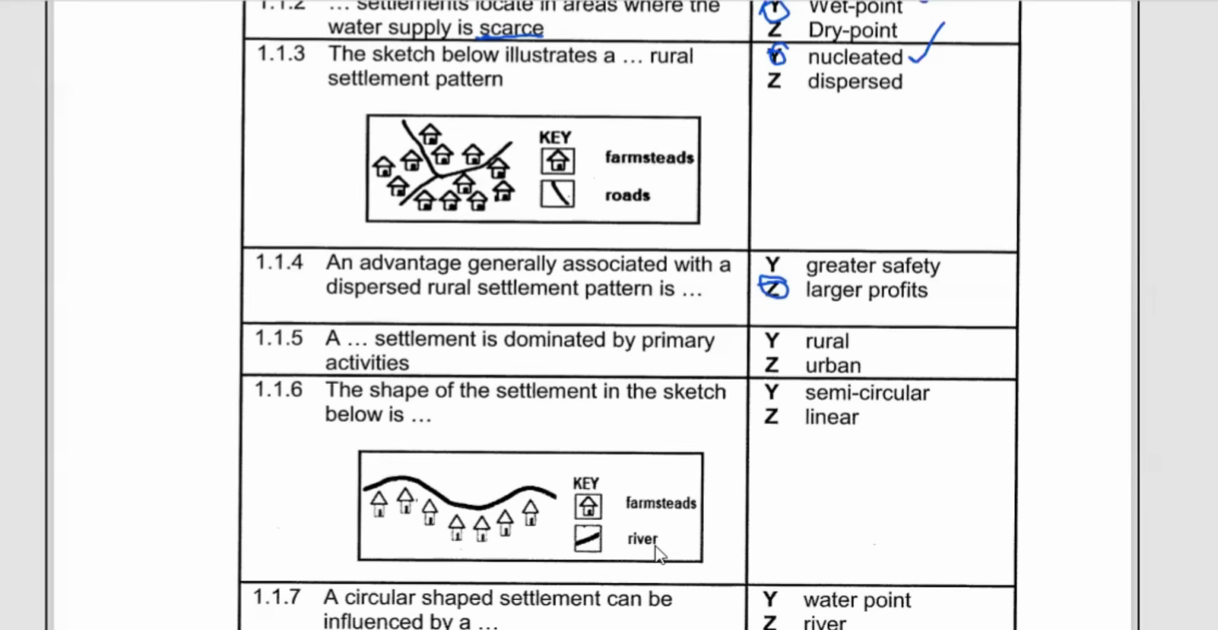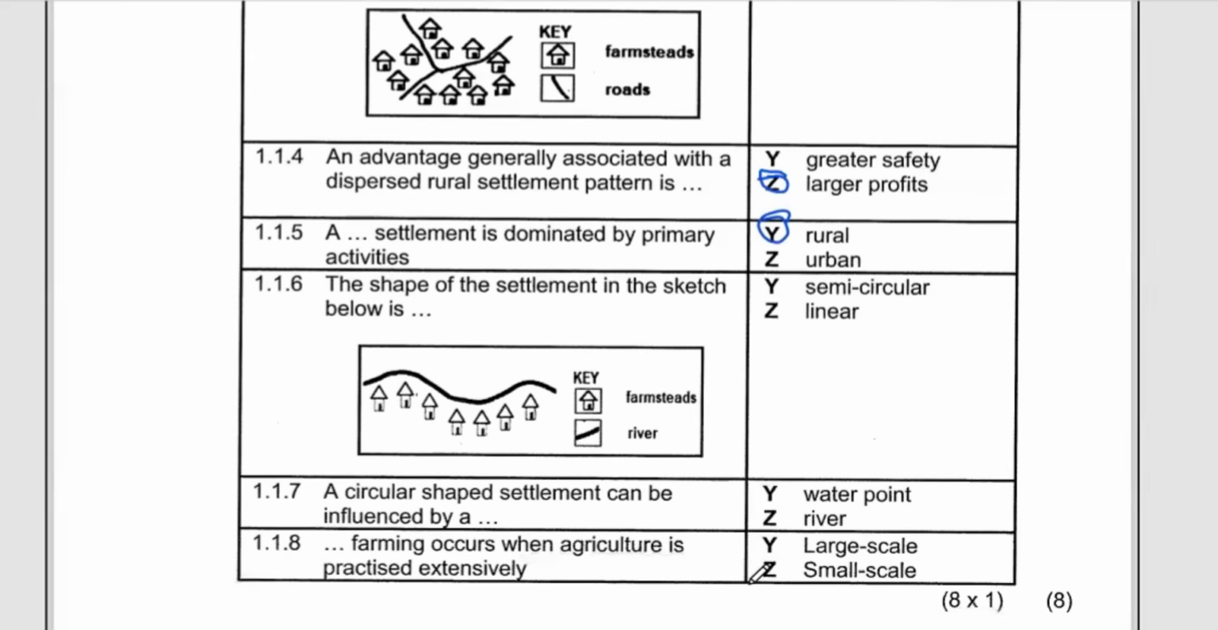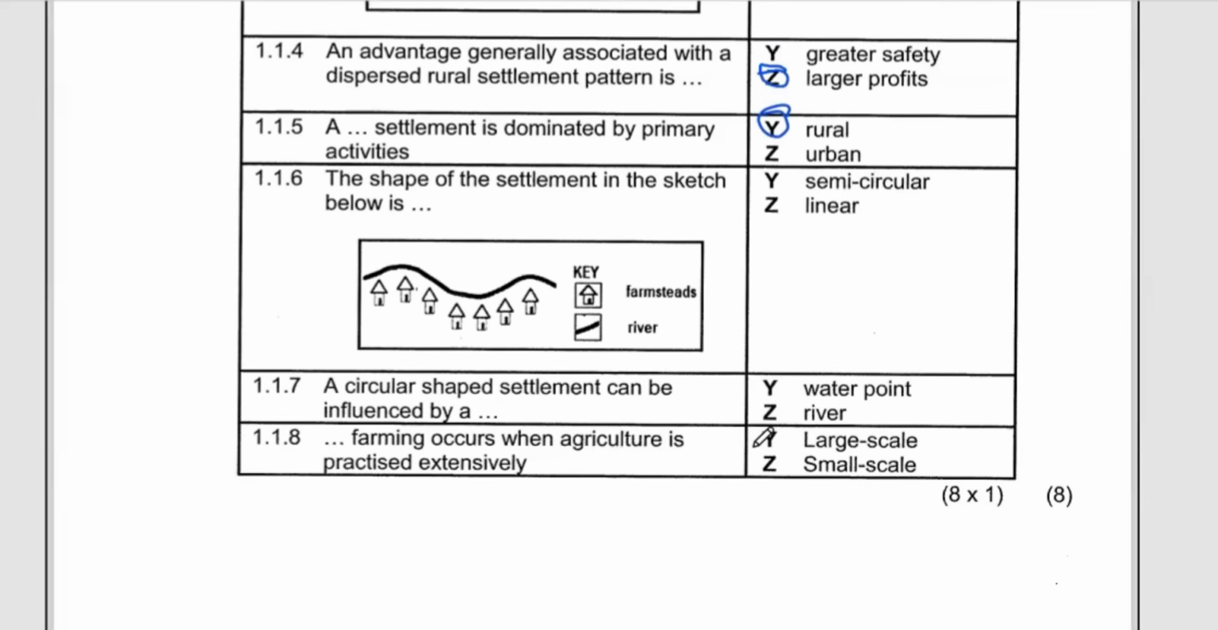Right, number 1.1.5, a dash settlement is dominated by primary activities. Primary activities we see happening in rural areas. Activities like farming, mining, fisheries, forestry, quarrying, those are primary activities. They are part of the rural settlement. Right, moving on to the next question, number 1.1.6.